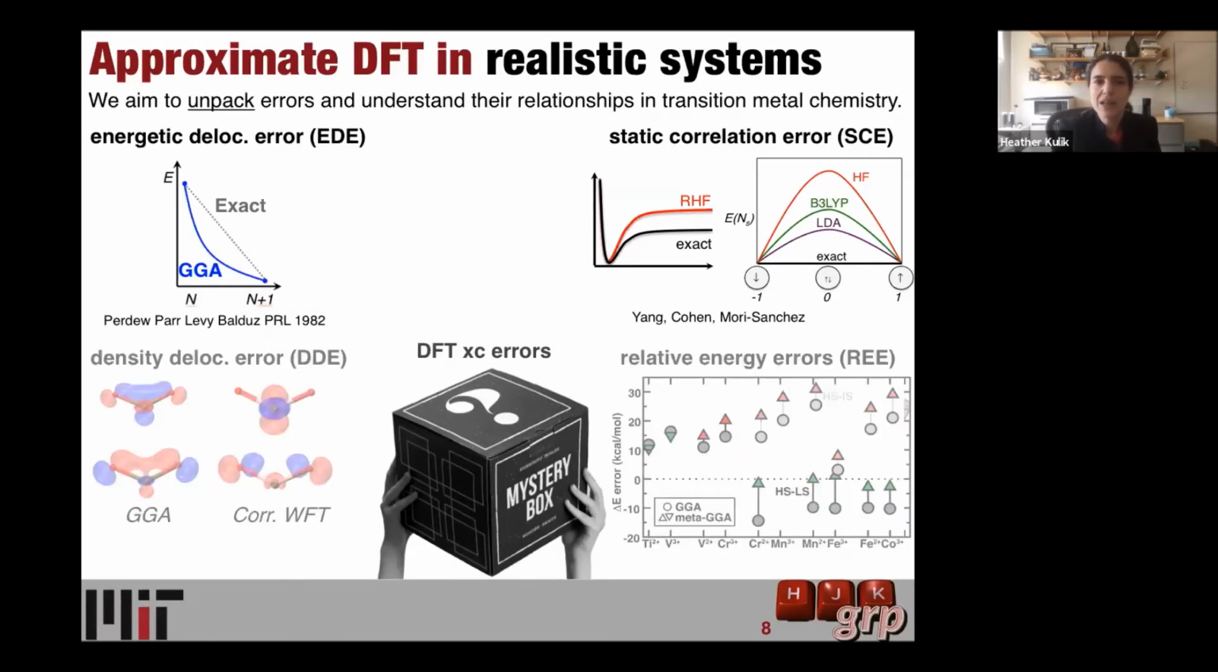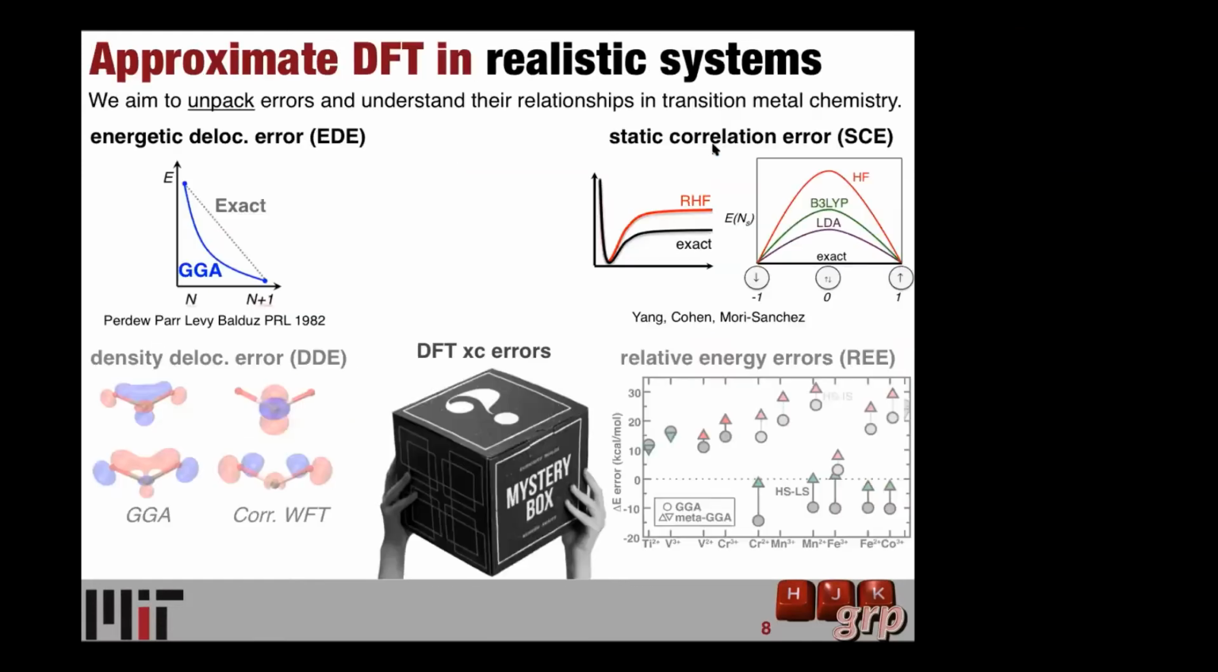I'd like to just highlight the relationship between energetic delocalization error and static correlation error, because I think it's important to understand that when we're doing standard DFT+U, we're fixing this thing on the left at the cost of worsening the thing on the right. Most problems people run into in DFT+U are that this problem on the right starts to rear its head and become a big challenge.